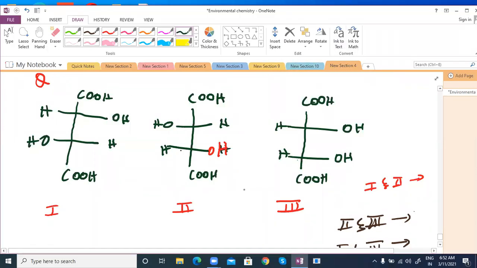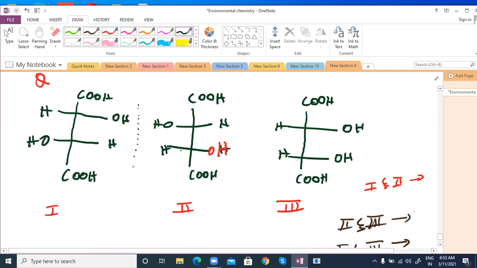So among these we have to write the relations: 1 and 2 relation, 2 and 3 relation, or 1 and 3. So this is the tartaric acid formula. So 1 and 2 are mirror images of each other, so you can say that they are enantiomers.